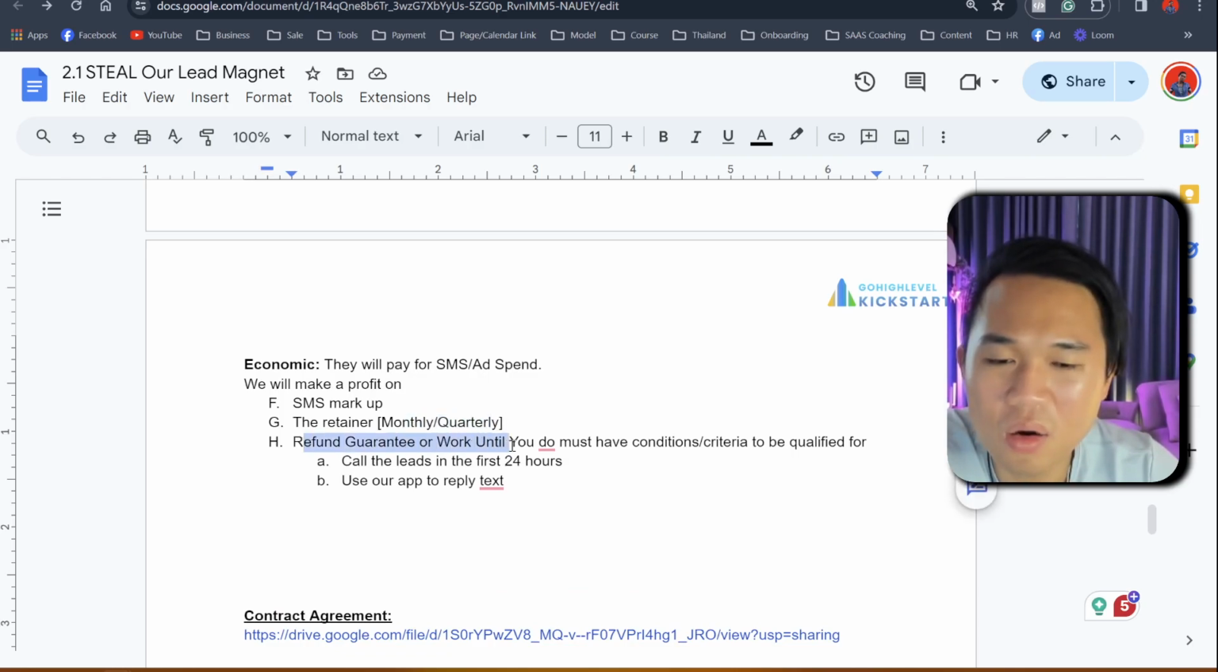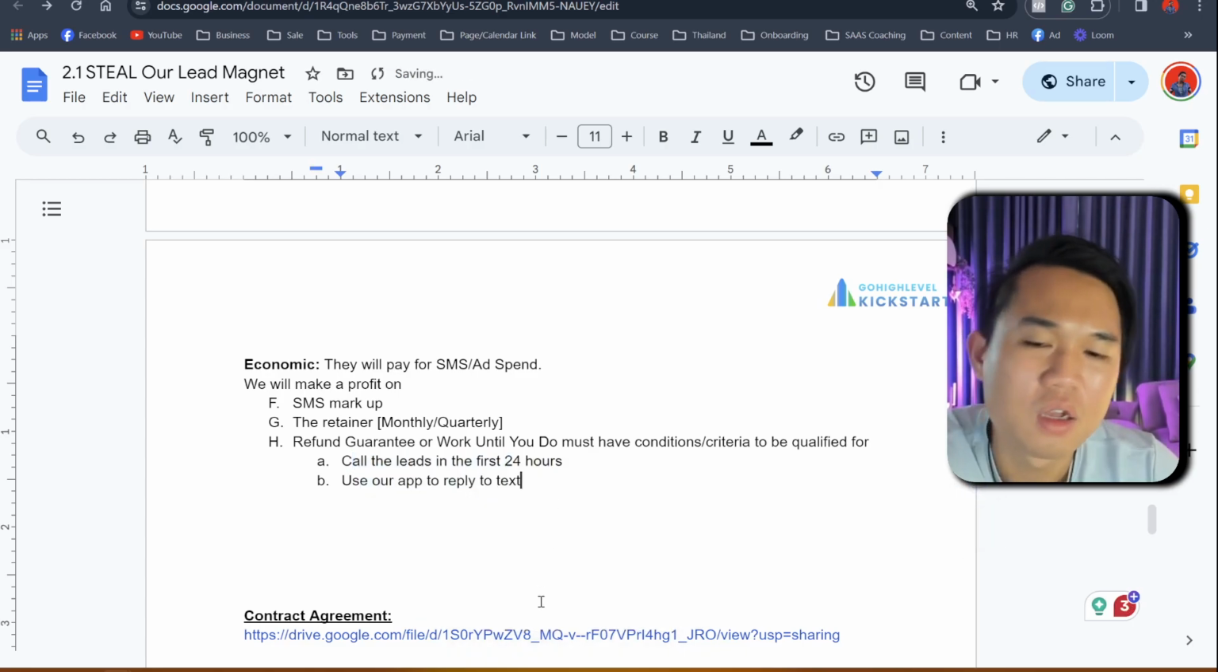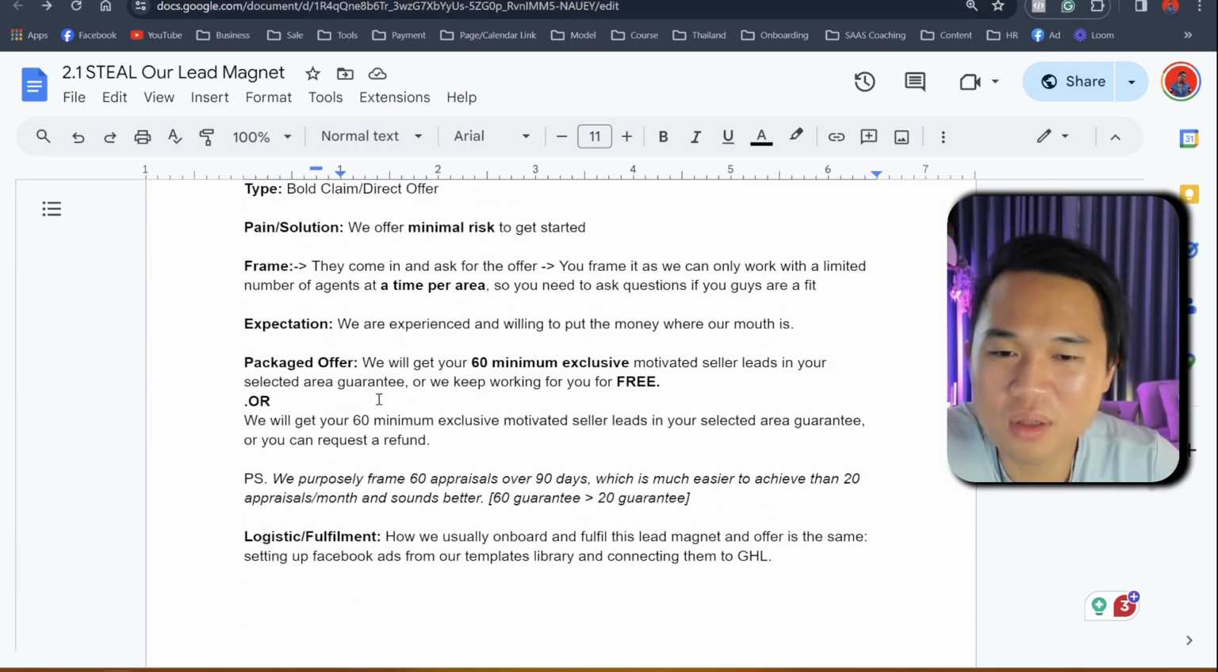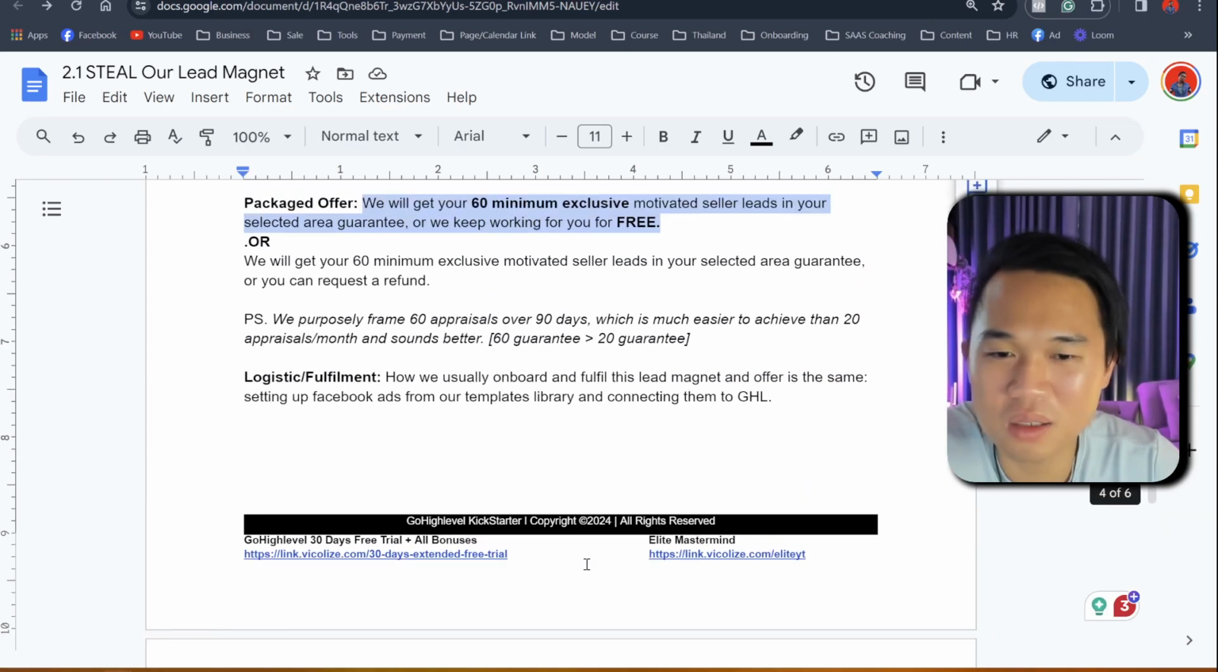Refund guarantee, or work until you do, must have conditions or criteria to be qualified for. So this is some of the examples: number one, call your leads, use our app to reply to texts and all that stuff, right? And honestly, right now, we don't use the refund anymore. We just use work until you do. And I absolutely see no difference in terms of people saying yes. I would recommend doing this one. It makes no difference, at least in my experience, okay?